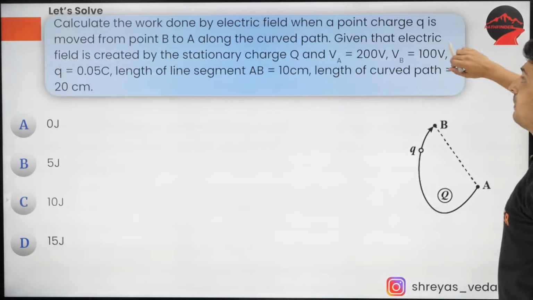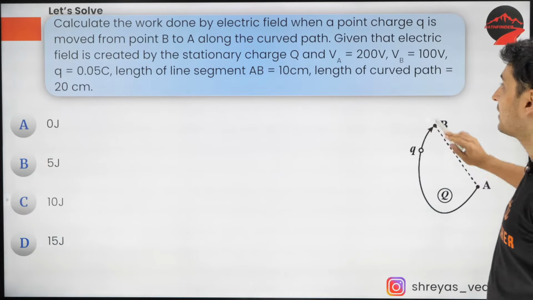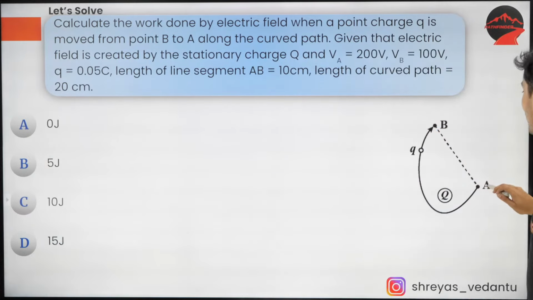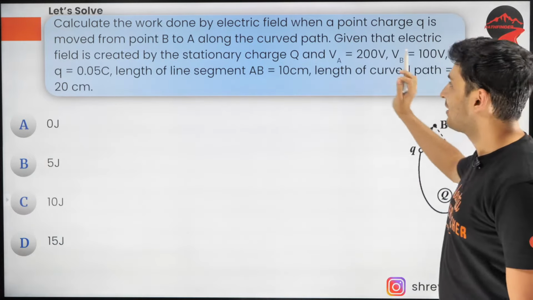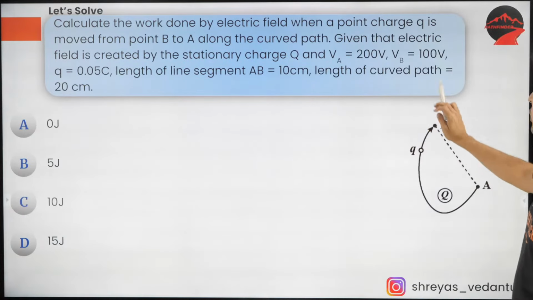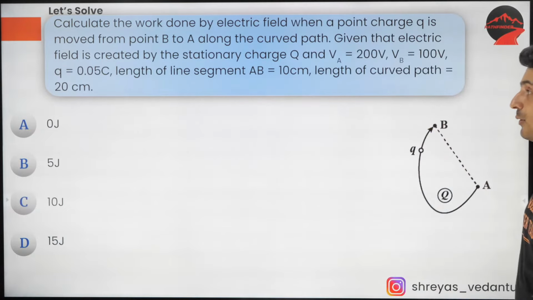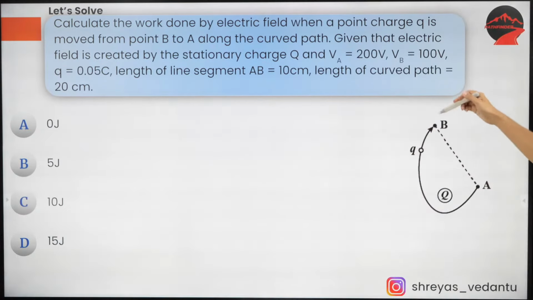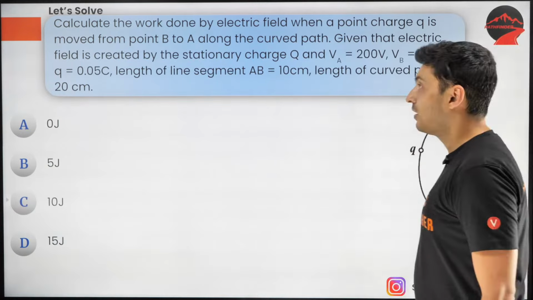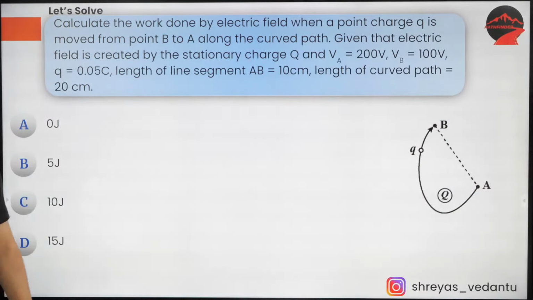Calculate the work done by the field when a charge is moved from B to A along a curved path. Potential at A is 200 volts. Potential at B is 100 volts. Charge is 0.05 coulomb. Length of this segment is 10 centimeters. Length of the curved path is 20 centimeters. Let's see how many of you can do this.